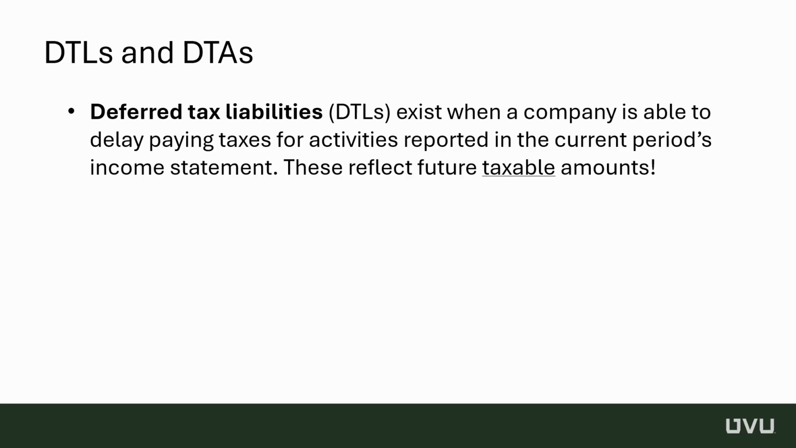Let's start with DTLs, which stand for Deferred Tax Liabilities. These result from temporary differences that allow a company to delay paying taxes until a future period for activities reported in today's income statement. In other words, these would reflect revenues that get recognized today for financial reporting, but won't be taxed until later. Alternatively, they reflect expenses that are able to be deducted on today's tax return, but will not be fully expensed on the income statement until the future. Collectively, DTLs are referred to as reflecting future taxable amounts.